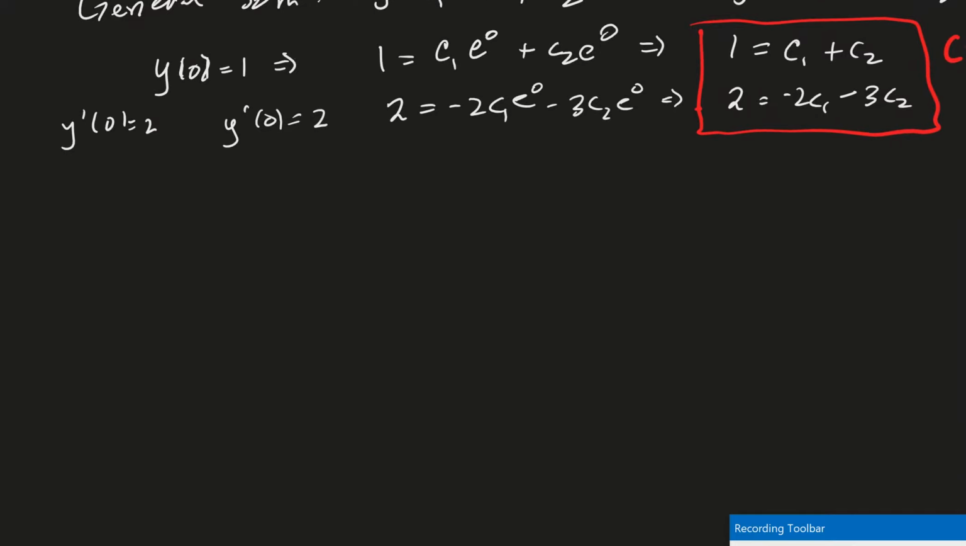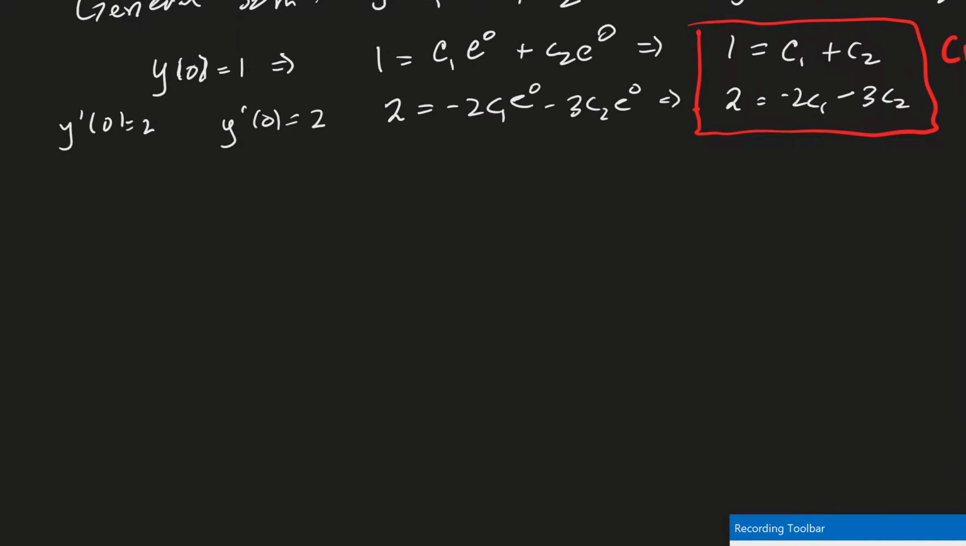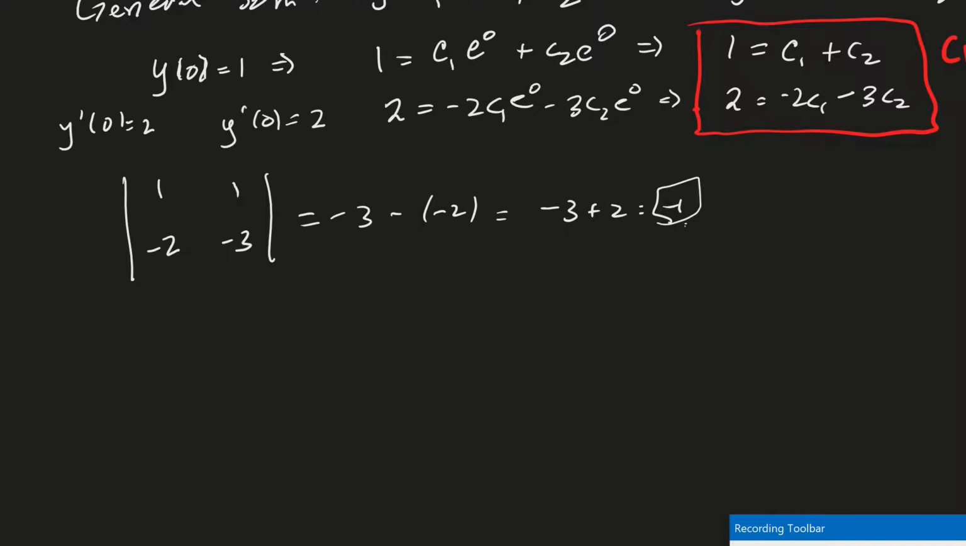So Cramer's rule says that c1... Oh, before I do that, let's go ahead and take the determinant of our coefficient matrix here, minus 2, minus 3. So that's going to be minus 3 minus minus 2. Minus 3 plus 2 is minus 1. Okay. And so that's going to be our denominator for c1 and c2. So c1 is equal to, in this case, the 1, negative 2 is replaced by a 1, 2.